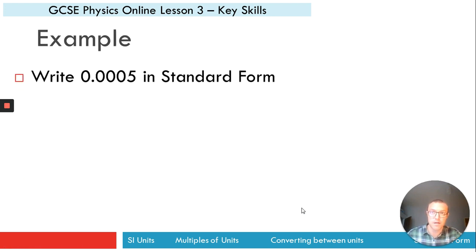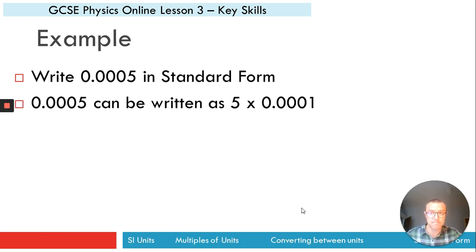Okay, example of a small number. Write 0.005 in standard form. Remember, we need to have standard form in two parts. One is the number between 1 and 10, and one is a power of 10. 0.005 can be written as 5 multiplied by 0.001. 5 times 0.001 is equal to 0.005. If you don't believe me, type it into your calculator and you will see that it's the case.